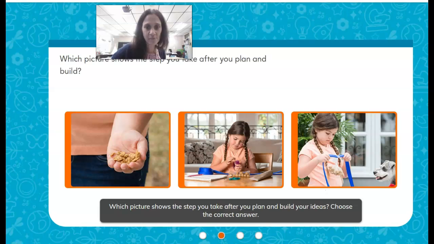Which picture shows the step you take after you plan and build your ideas? Choose the correct answer.